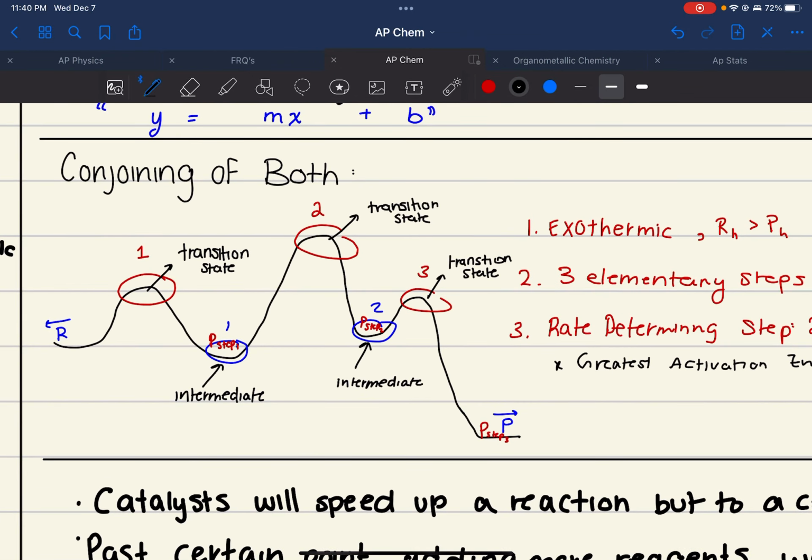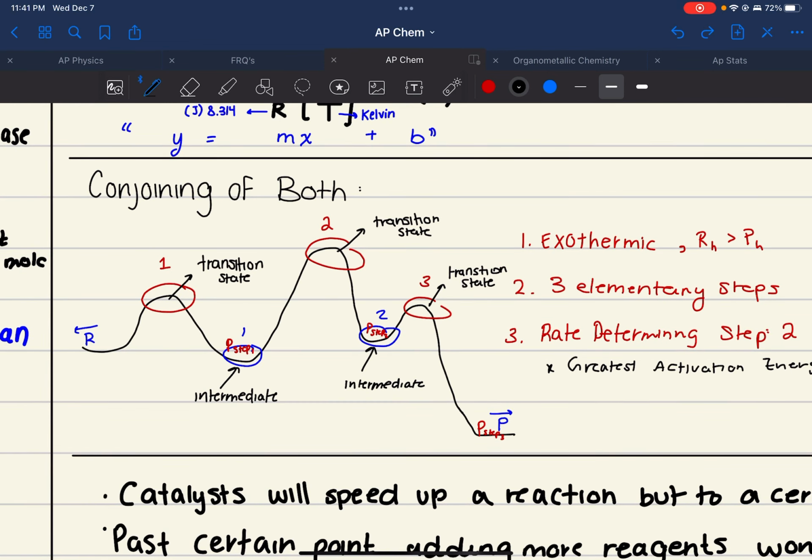Now let's look at a little conjoining of the elementary steps and this activation energy idea. So here we have an energy curve, is what I call them. We can already tell that this is an exothermic reaction because our products are lower on the potential energy scale. Next, there are 3 elementary steps here. One is in this little trough, however you pronounce it. One is here and one is here.